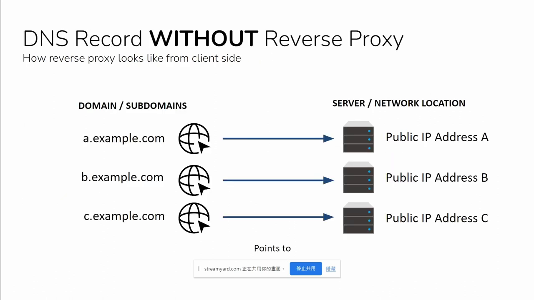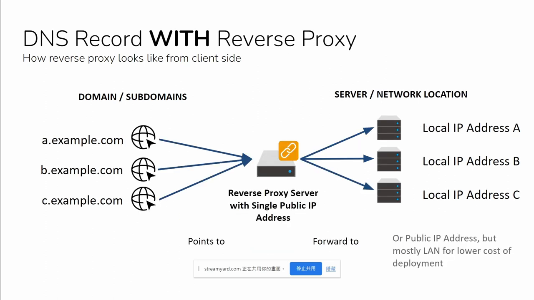For starters, if you have no networking background: without a reverse proxy, each of your subdomains needs to point to a separate public IP address or network location for each of your servers. But if you have a reverse proxy in place, all of your subdomains can point to a single access gateway, a reverse proxy server which only occupies one public IP address, and that server forwards the request to your other local servers, for example web servers or game servers.